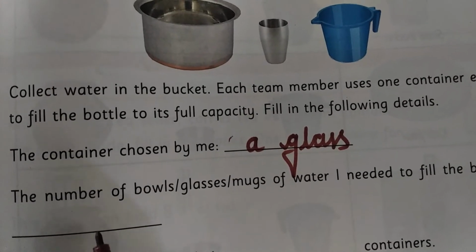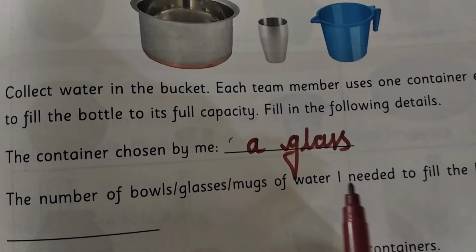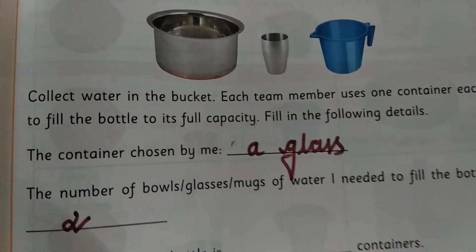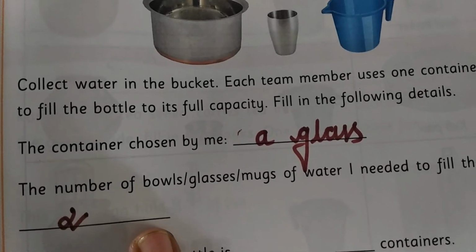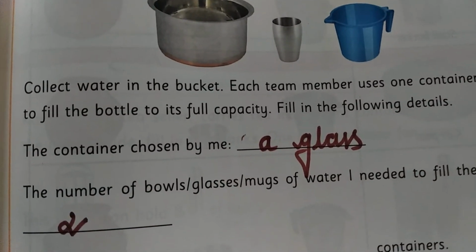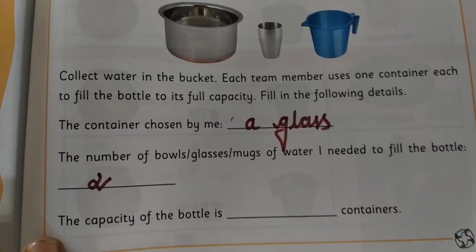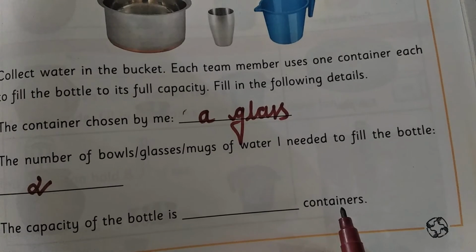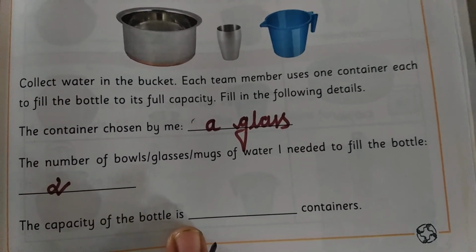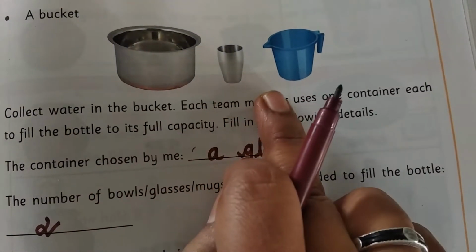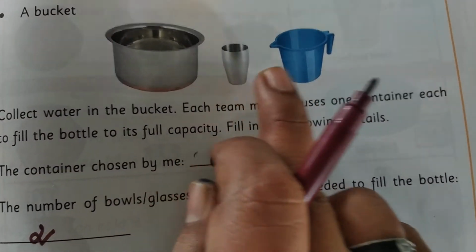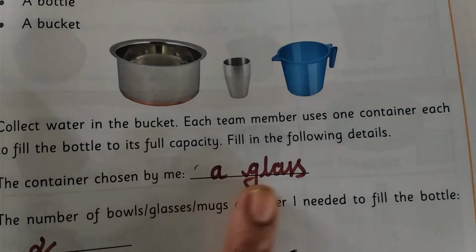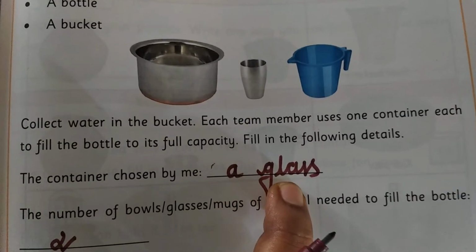The number of glasses of water I need to fill the bottle is 2. So 2 glasses of water can fill the water bottle. That you want to write here. Now see here the next question. The capacity of the bottle is dash container. The capacity of the bottle is which container out of these three, either a bowl or tumbler or mug? Yes, glass. That only we have used here. So you want to write which container.